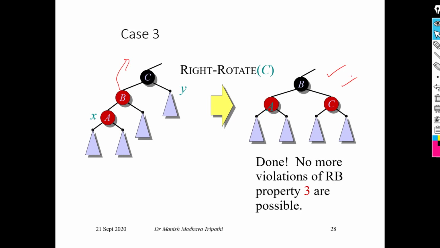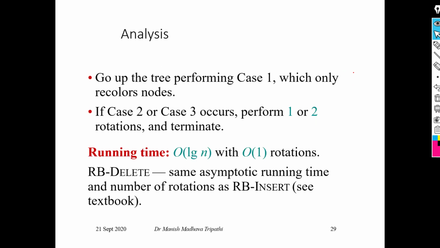So in this way, cases number 1, 2 and 3 will rectify the problem of unbalancing as well as the problem of violation of all the properties of the red black tree. So in this way, all the properties will get satisfied here.